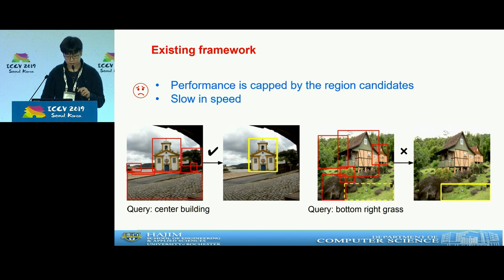Despite the popularity, the existing two-stage framework has two major limitations. First, the overall performance is capped by the quality of the region candidates. If none of the generated regions contain the target, there is no hope in the second stage to output the correct prediction. Second, as the feature for each one of the several hundred candidate regions needs to be computed, two-stage methods are generally slow in speed.